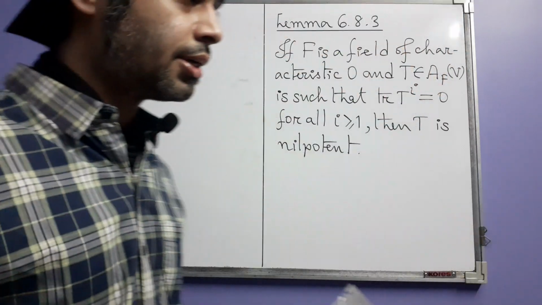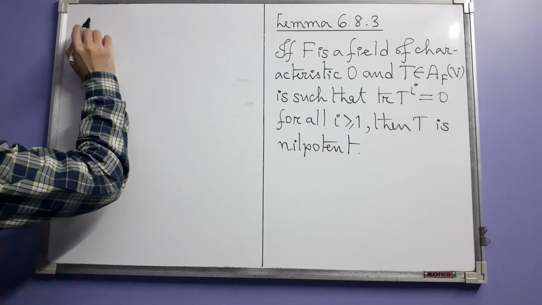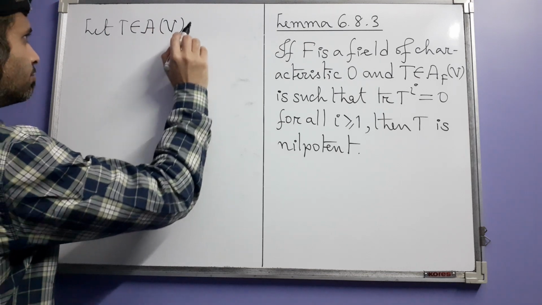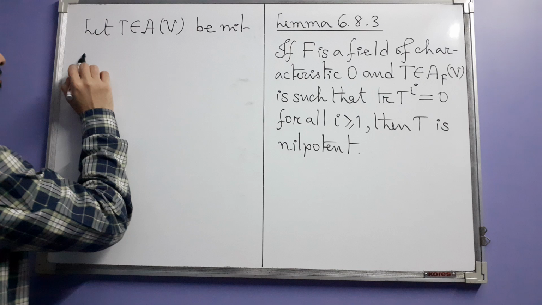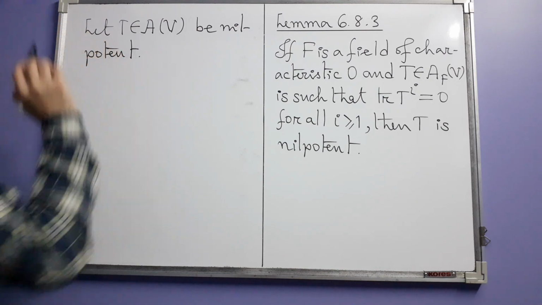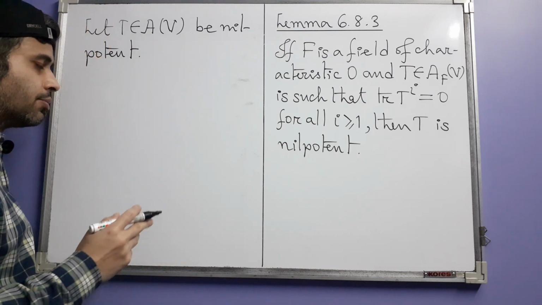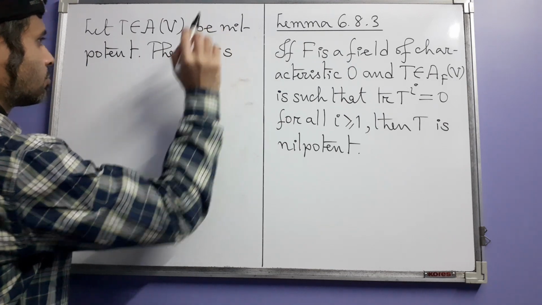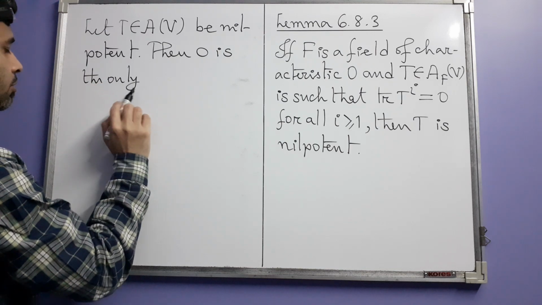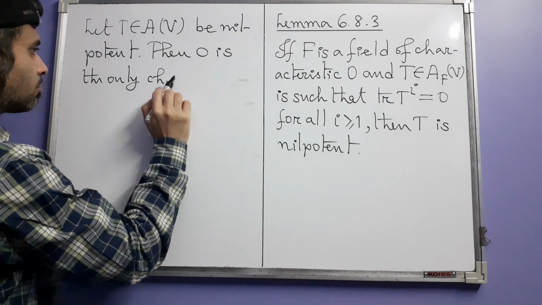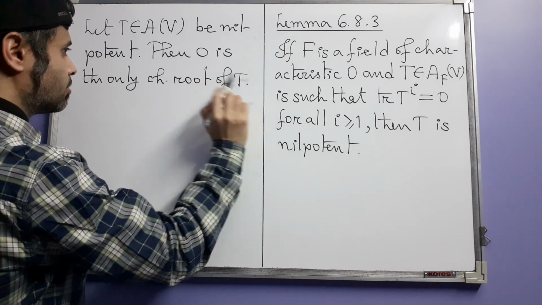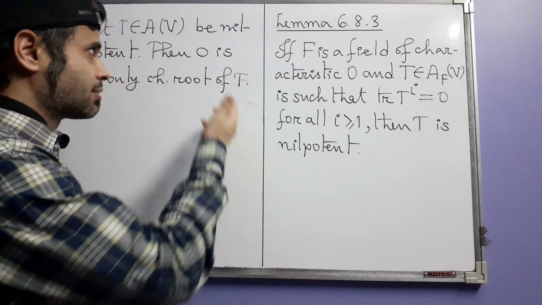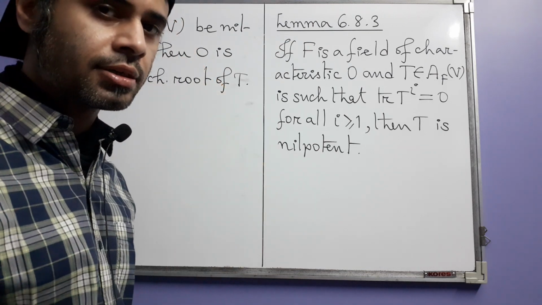Alright, so let's start by considering a nilpotent operator. Let T be a nilpotent operator on V. Then we already know that all the characteristic roots of T are equal to 0. Zero is the only characteristic root of T, in the sense that 0 will appear as a multiple root as many times as the dimension of V, but there is only one distinct characteristic root, and that is 0.